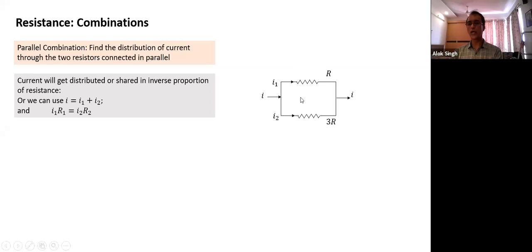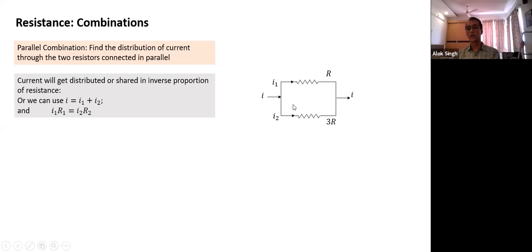So either I can do that or I can do inverse proportion. So what is inverse proportion if the resistances are R and 3R? Which will have more current flowing in? Of course, the one which has lesser resistance will have more current flowing in. How many times more? Since resistance is 1/3, current will be 3 times more than I2. I1 will be 3 times more.